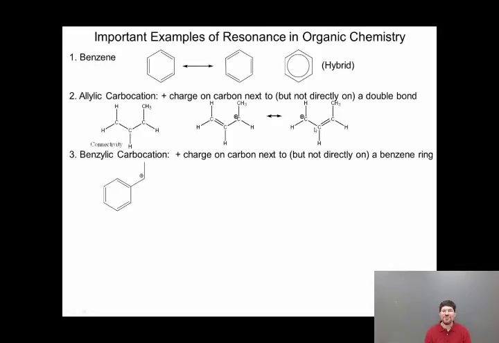Taking this one step further brings us to the benzylic carbocation. This is where we have the positive charge on the carbon next to, but not directly on, a benzene ring. In this case, I've got the benzylic carbocation drawn in bond line drawing instead of showing all of the hydrogens. It would be instructive for you to go ahead and draw this out with all of the hydrogens.